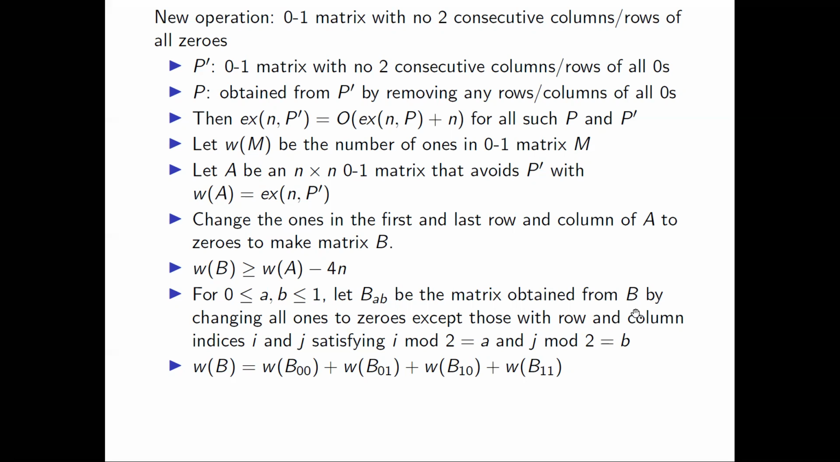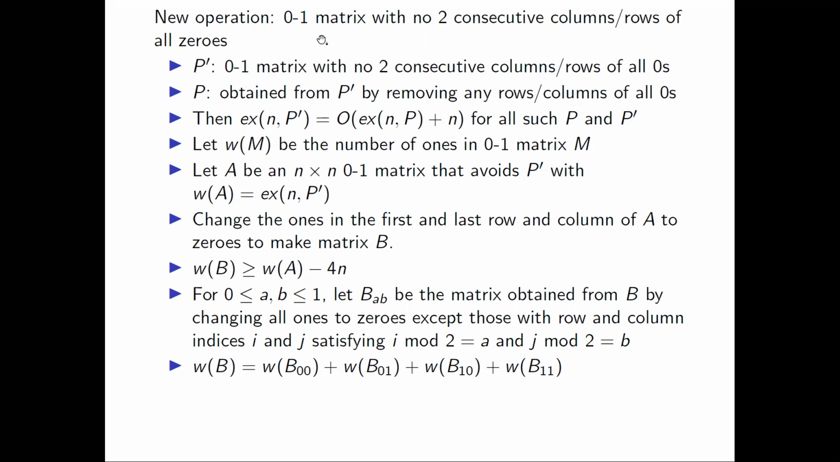So this tells us that the total number of ones in B is the same as the total number of ones in the BAB matrices summed up. So these BAB matrices partition the ones of B into four matrices. So we can say the weight of B is the sum of the weights of the BAB matrices.